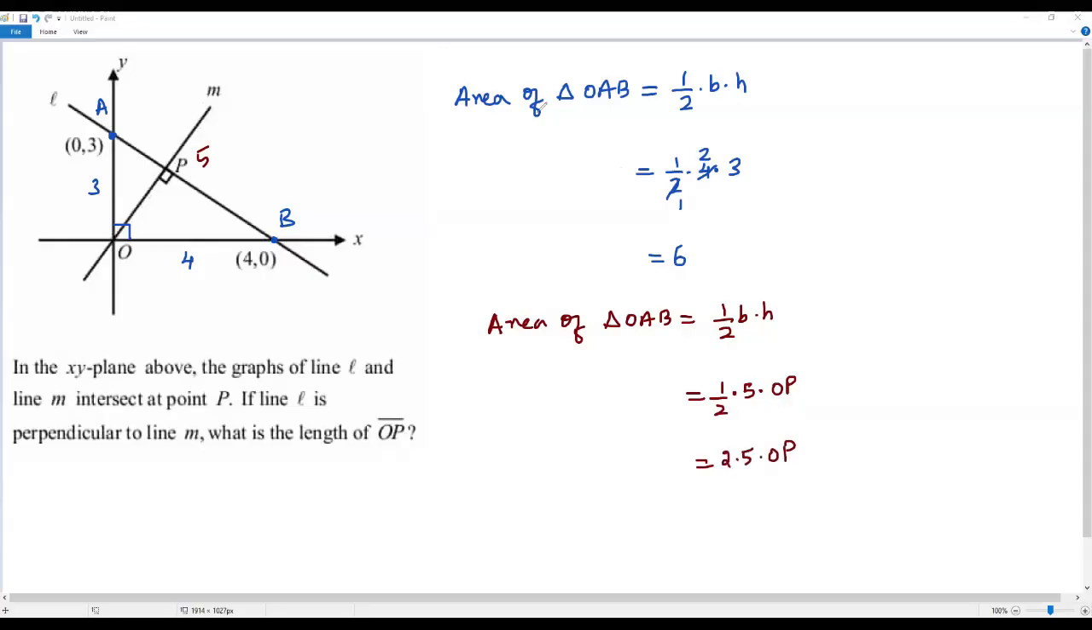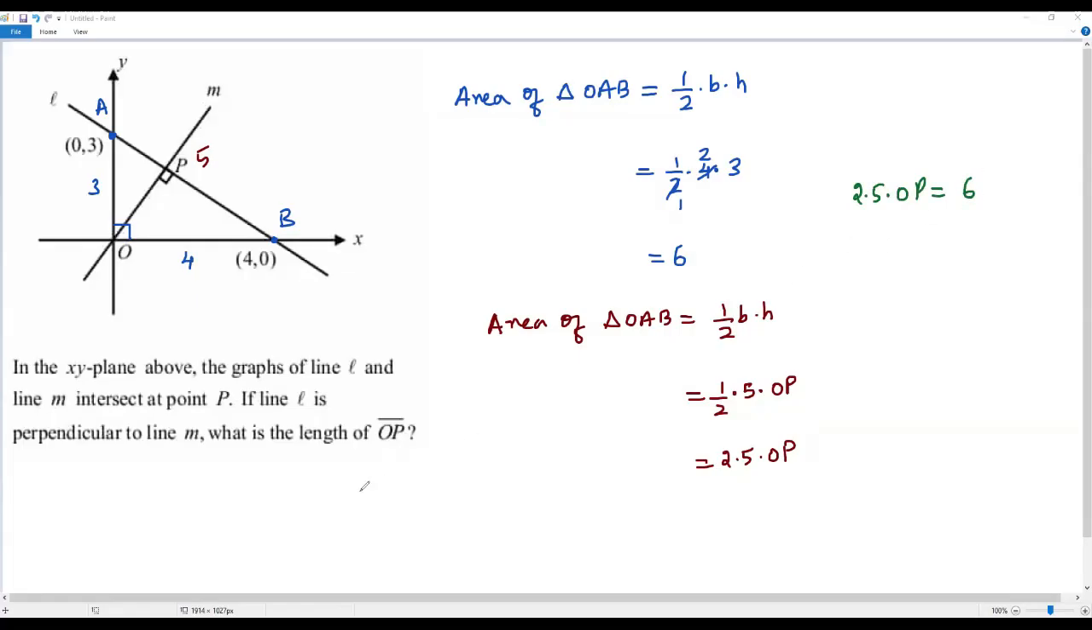Okay, now I got the area of triangle OAB in 2 ways. Here is the first way, that is 6. In the second way, I got 2.5 times OP. Anyways, both of them represent the area of the same triangle OAB. So we can equate them. That is, 2.5 times OP equals 6.